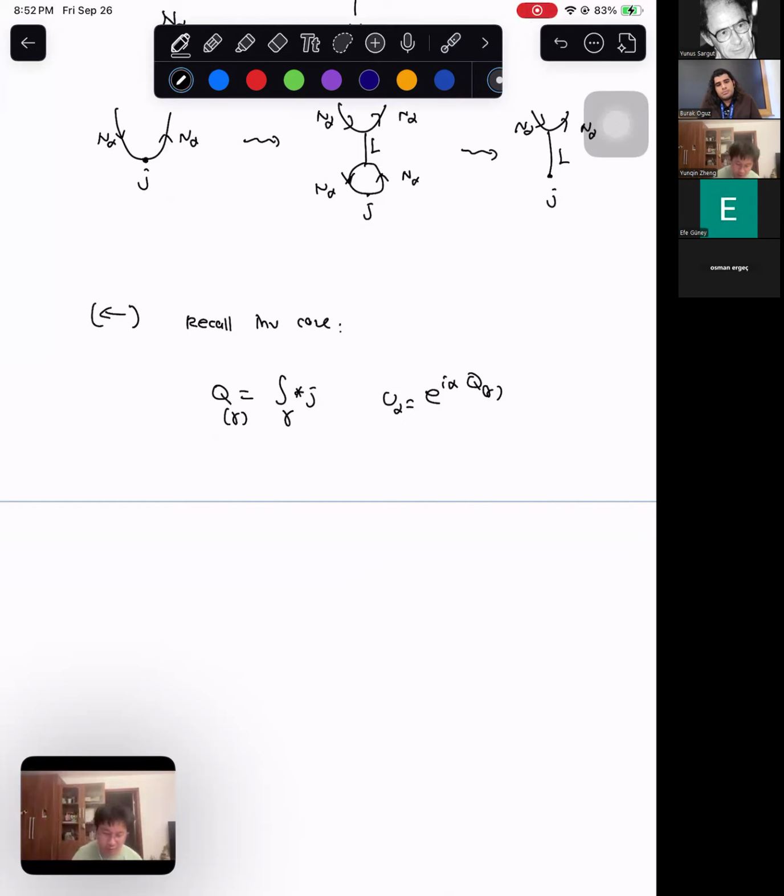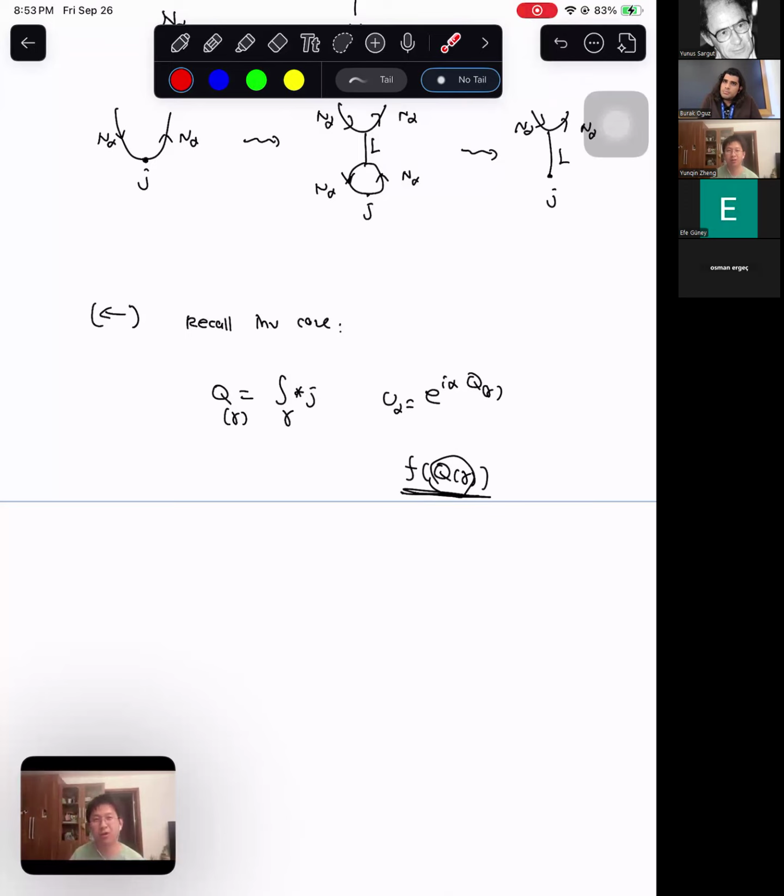But you may wonder why we are only interested in this special form of operator. In other words, why don't we consider an arbitrary function of the conserved charge? This is also topological, because Q is independent of the shape of gamma. So an arbitrary function of Q should also be independent of the shape of gamma.